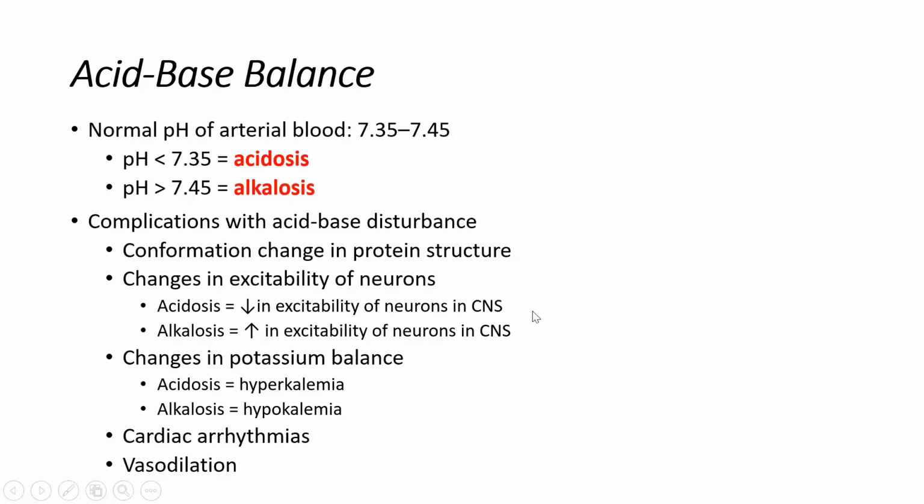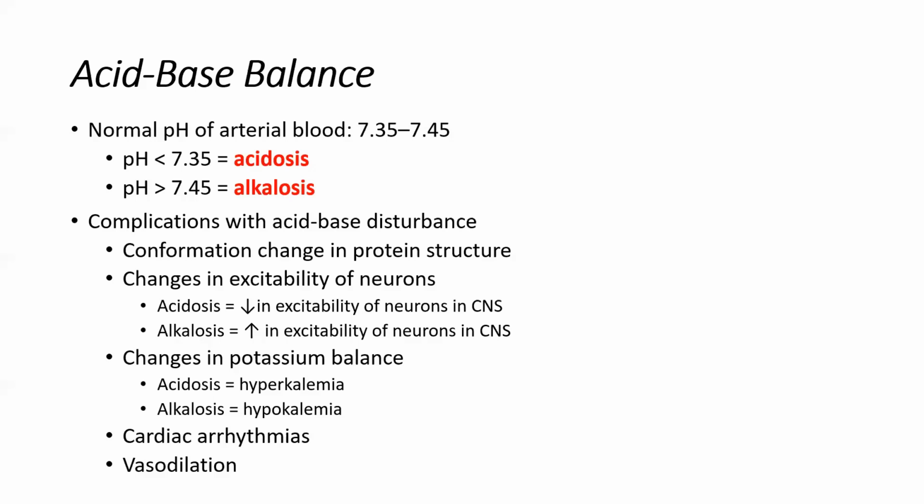acidosis as being a state of depression of our nervous system, alkalosis as being a state of excitability of our nervous system. But we also want to make the connection to potassium balance, okay? So if you're in a state of acidosis, automatically that puts you at a state of hyperkalemia, okay? Excess hydrogen ions facilitates excess potassium ions. Whereas if you're in a state of alkalosis, that puts you in a state of hypokalemia.